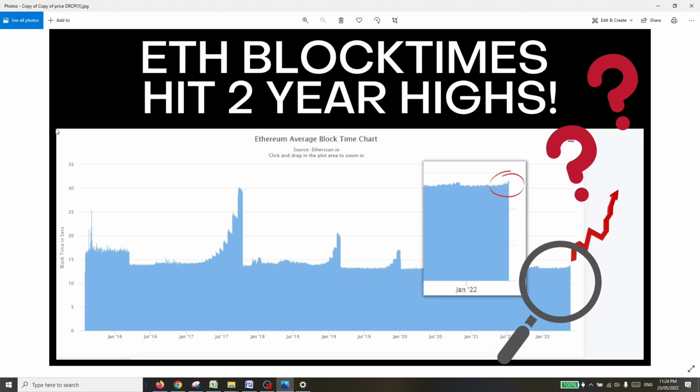It's the 23rd of May, and I just wanted to bring you guys a really quick update, something I've been watching for the last few days. We're in between ETH dev calls at the moment, and I'm seeing some very interesting spikes on the Ethereum average block time chart.